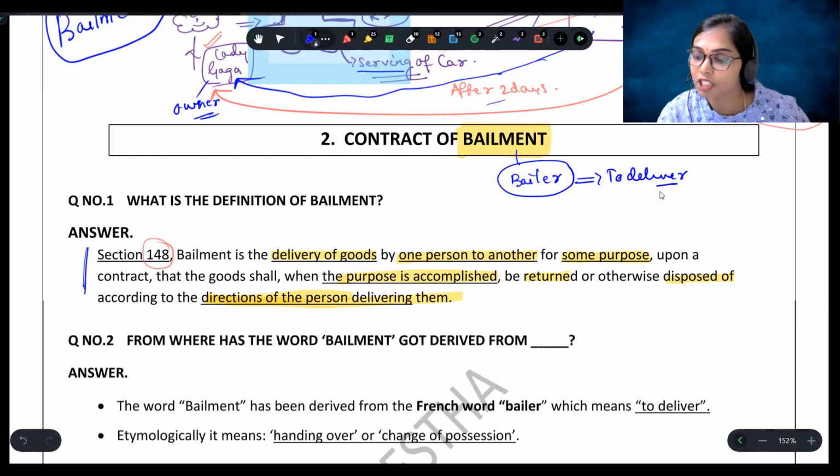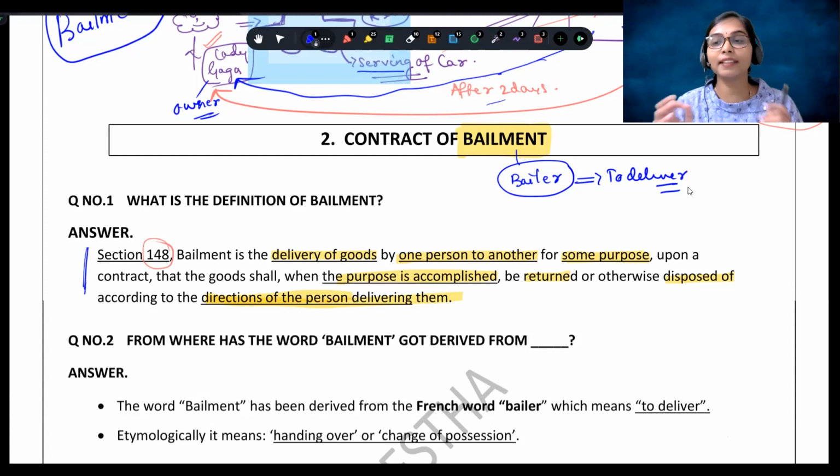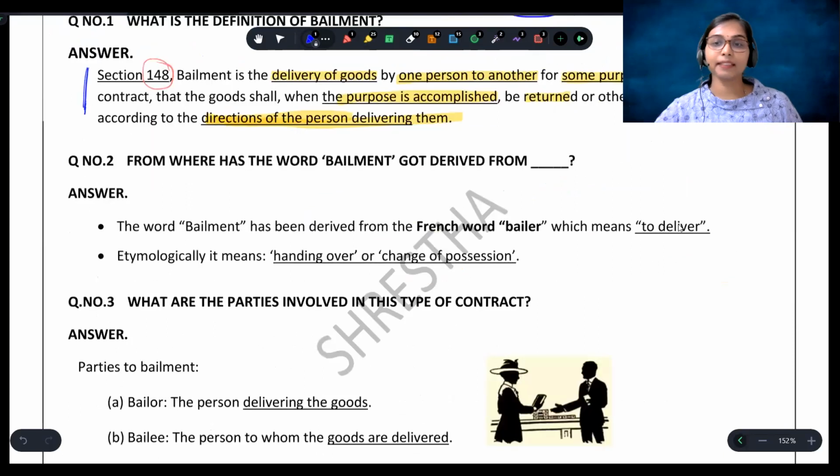In the French language, if they have to deliver goods to someone, they use the word bailer. From that derivation, you get the word bailment, the concept called bailment. It means handing over or changing of possession. See, what is handing over or changing of possession?